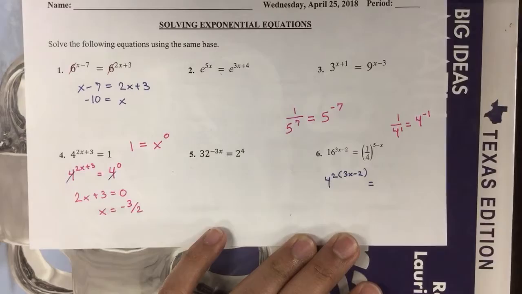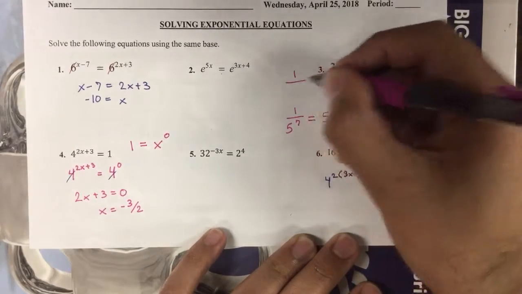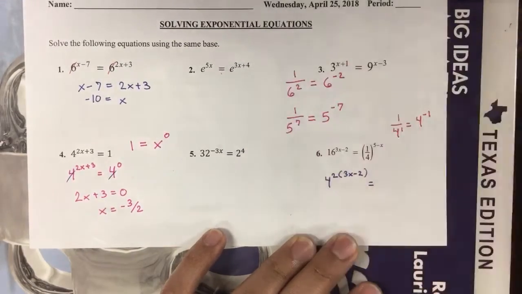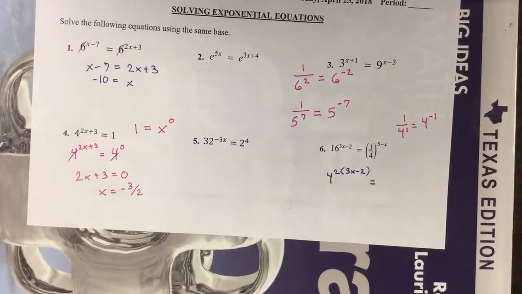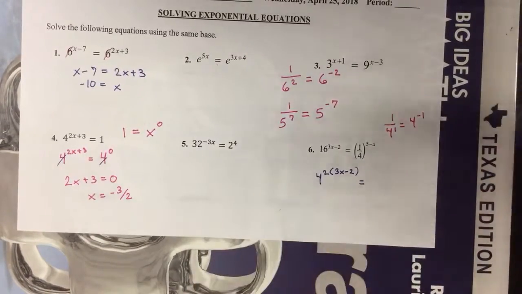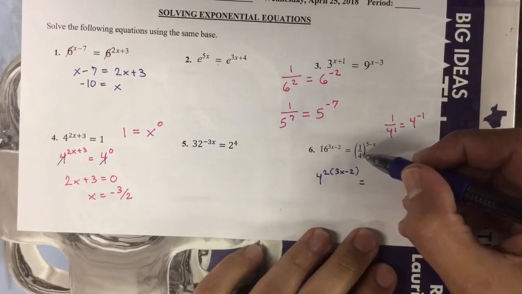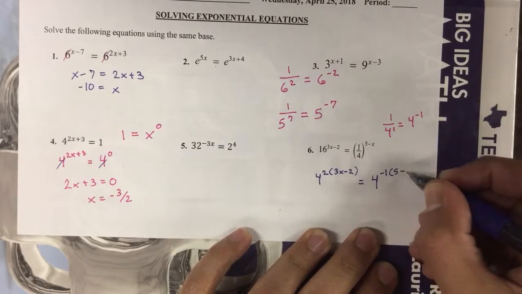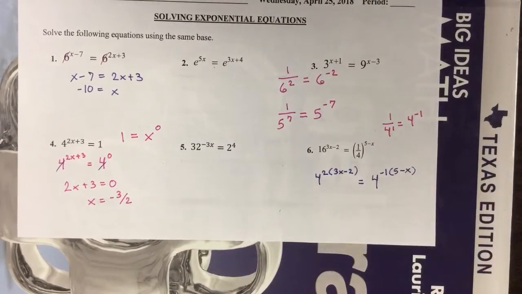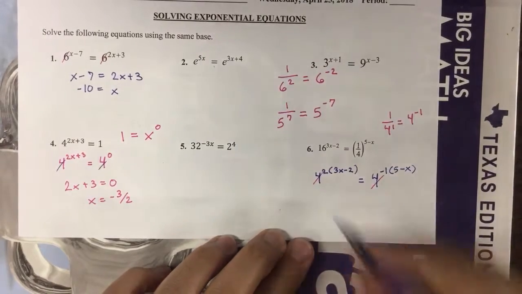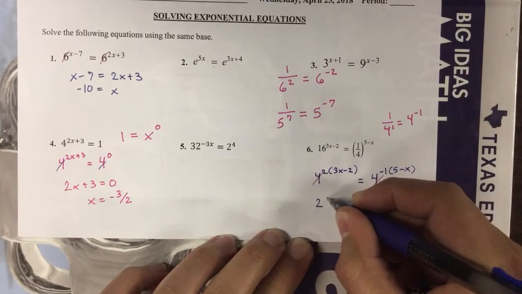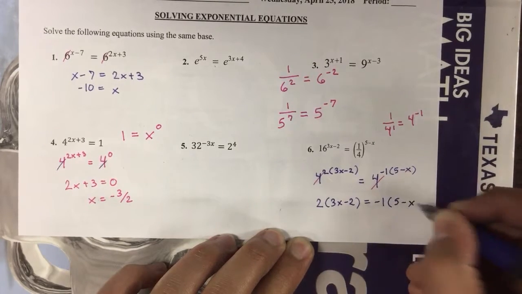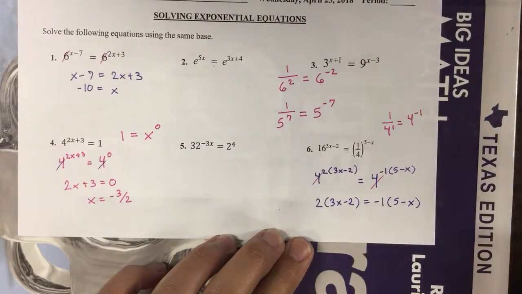Or if I had 1/6 squared, that would just be 6 to the -2 power, okay? So when you have a fraction, change that power to a negative. There's no power here, so it's just 1. So 4 to -1, parentheses 5 minus x. Your bases are the same, so cross them out. Not the 2. The 2 drops, because that was a power. Just the 4. Okay, multiply that out and solve.